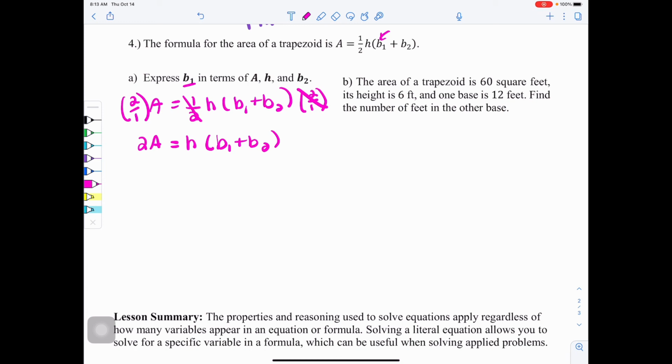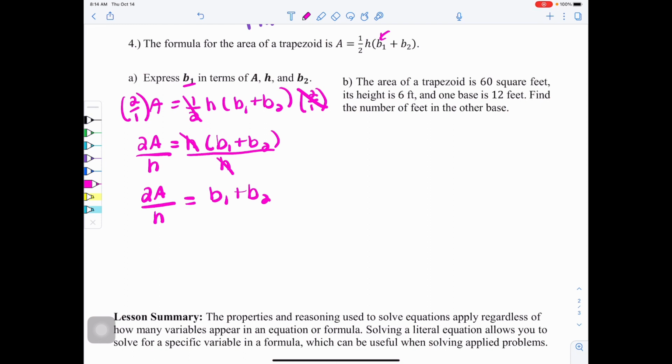Now I'm getting closer, but I still have this H that I don't want there. And I know it looks like distributive property, but I don't want the H to stay, so I should not be distributing the H. I should be getting rid of it. Since H is written next to B1 plus B2 in parentheses, I know that that's multiplication. H is being multiplied by that. So I'm going to do the opposite thing, which is to divide, and I'm going to divide by H because that's the variable I do not want to be there anymore. So H's are eliminated, and I get 2A over H equals B1 plus B2.